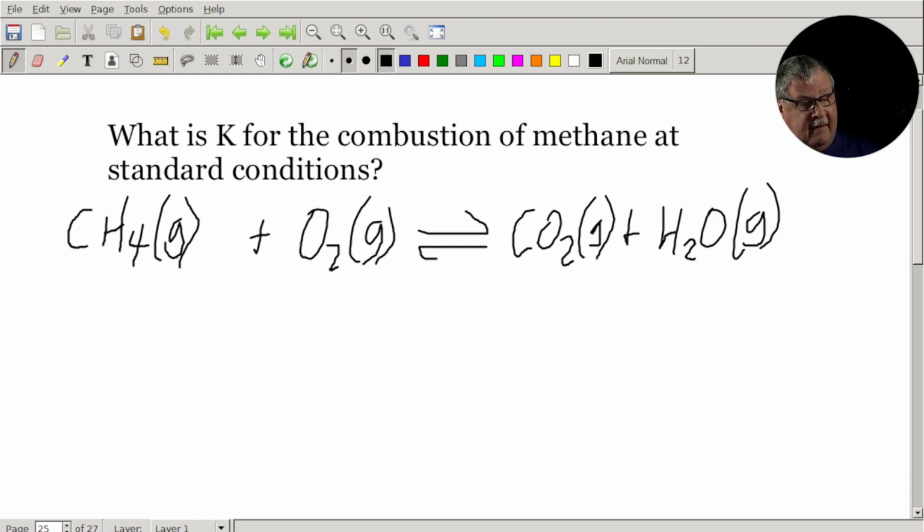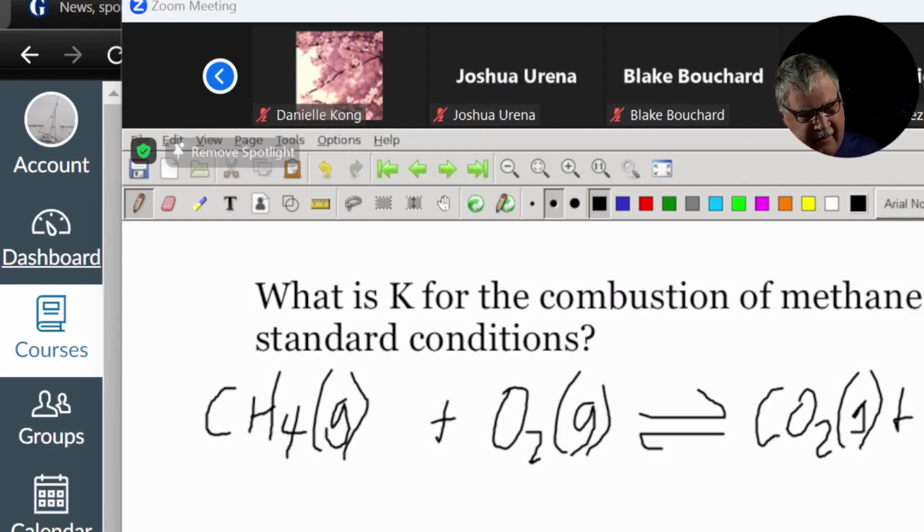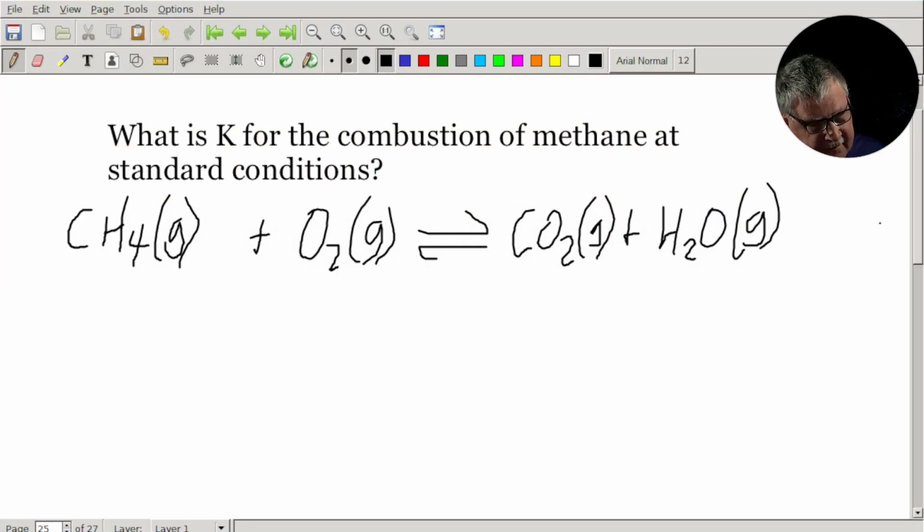Is this balanced? Okay, yeah, we're going to do a 2 in front of H2O. What else? Anything else? Yeah, what are we going to do there? A 2. All right, so here's something to remember too. We're balancing with whole number coefficients. So what does this represent? If we balance in this fashion, we're talking about the combustion of 1 mole of methane.